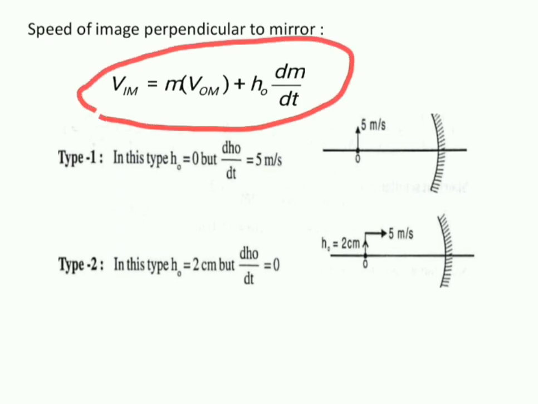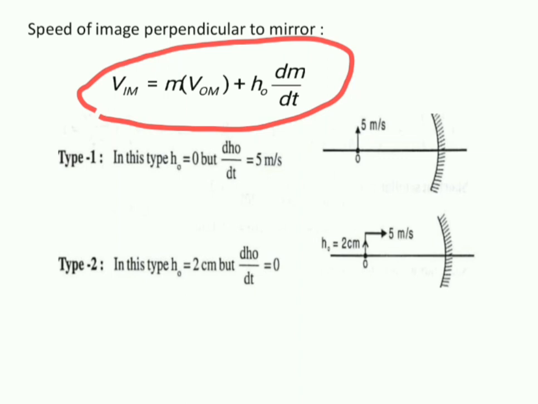Velocity of image with respect to mirror is m, where m is magnification, which is f by f minus u, into velocity of object with respect to mirror, plus h naught into dm by dt. dm by dt you have to calculate separately because m is f by f minus u. When you differentiate it, f is constant, u is variable. You can find the value of dm by dt.